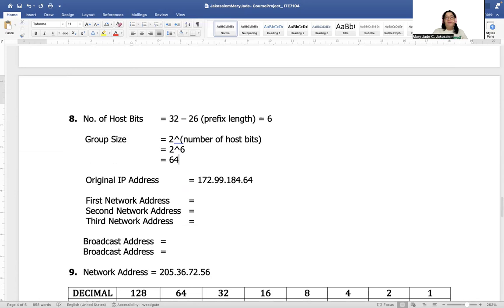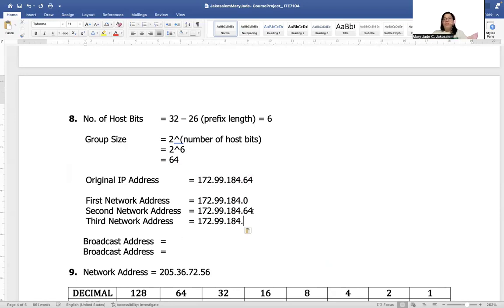Then we need the original IP address. Our original IP address is 172.99.184.64. Again, we just have to change the last octet. So first, for our first network address, automatically we set the 4th octet as 0. Since 0 is less than 64, we have to derive the second network address. So 0 plus our group size 64 is 172.99.184.64. 64 is equal to 64, so it's not yet greater than. So we have to derive the third network address.